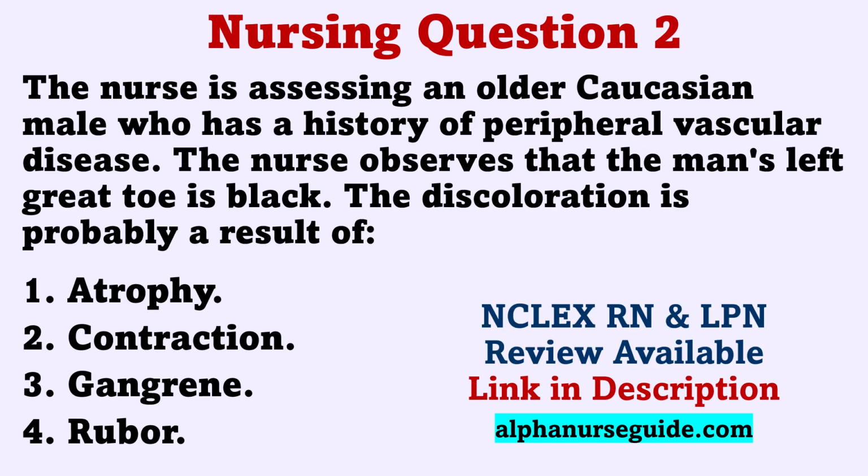The nurse is assessing an older Caucasian male who has a history of peripheral vascular disease. The nurse observes that the man's left great toe is black. The discoloration is probably a result of: 1. Atrophy, 2. Contraction, 3. Gangrene, 4. Rubor. The correct answer is 3.